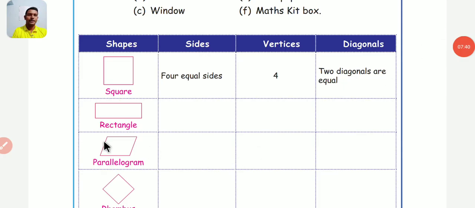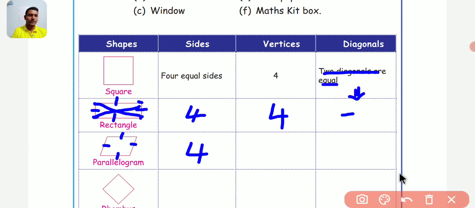And here, the two lines. Okay, these two lines. This line is parallel to this line, and this line is parallel to this line. That's why it is called parallelogram. The opposite sides are parallel to each other. That's why it is called parallelogram.